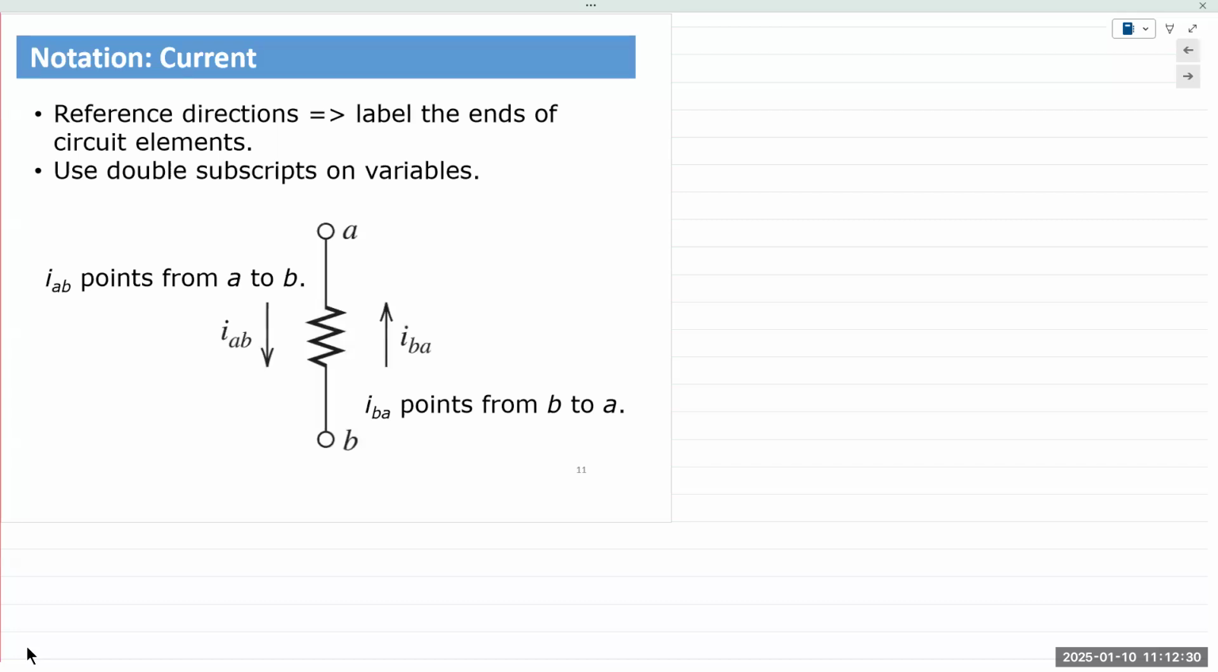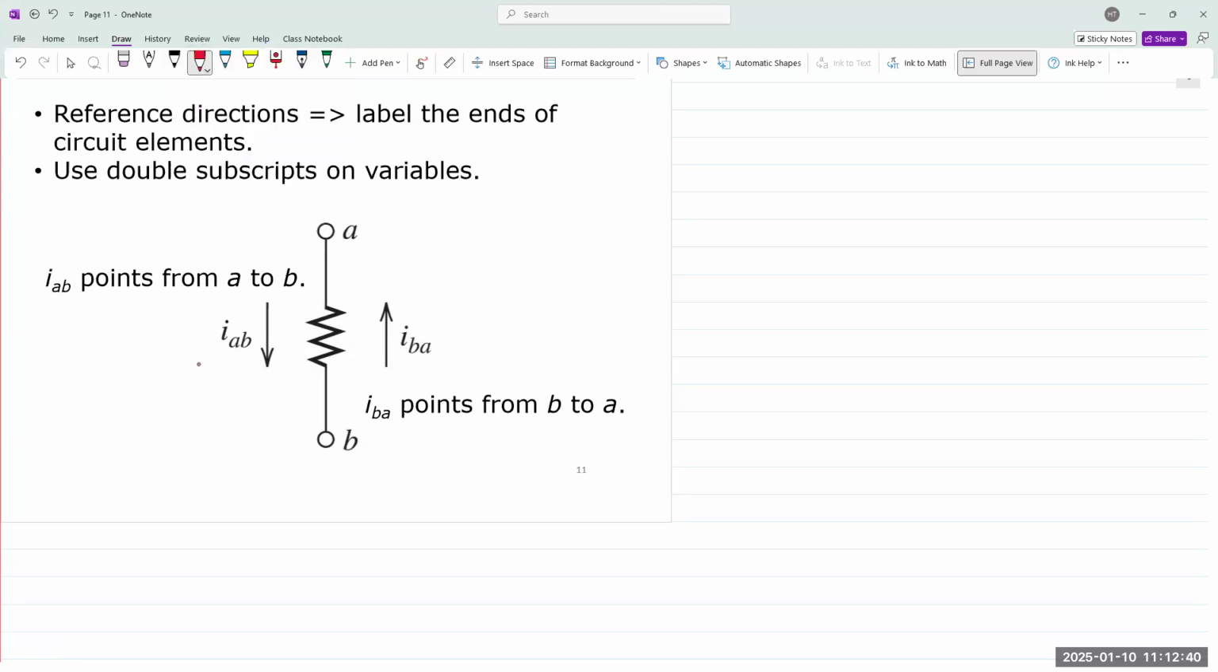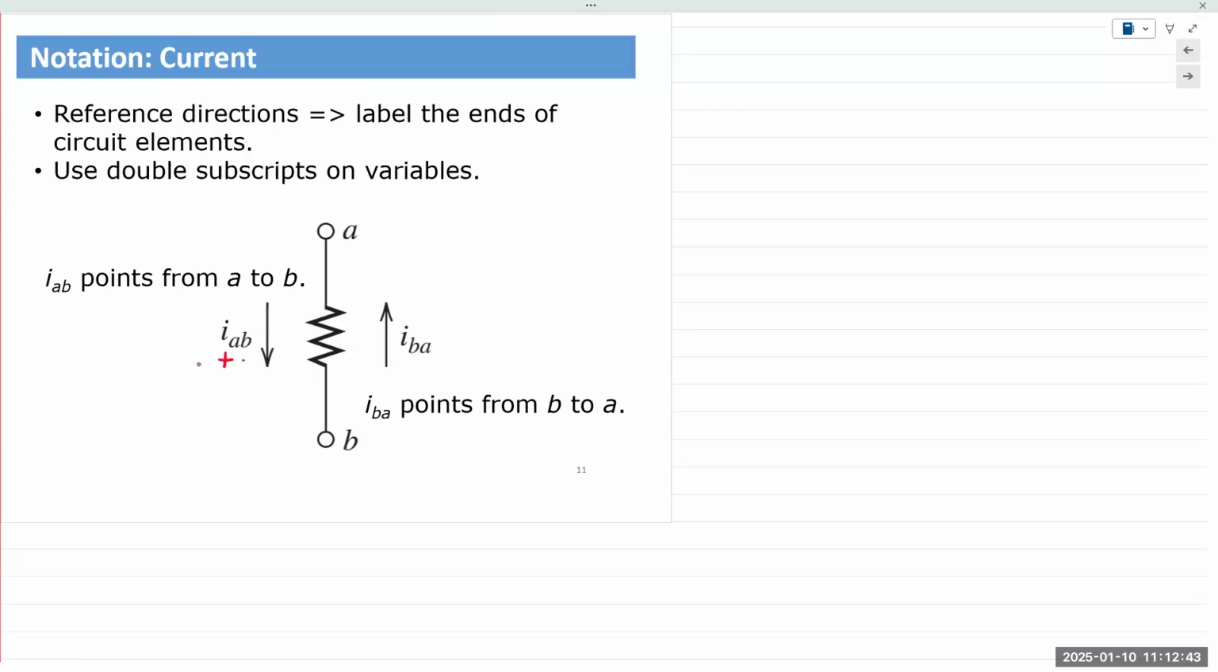Meaning if you were in the lab and you're trying to connect a multimeter into the circuit to measure this current, the positive lead of the multimeter would connect to point A, and the negative would connect to B. Conversely, if we state IBA, it would simply mean the current flowing from point B to point A. So again, the practical connection would be your positive terminal of the meter should go to point B, and the negative terminal should be connected to A.